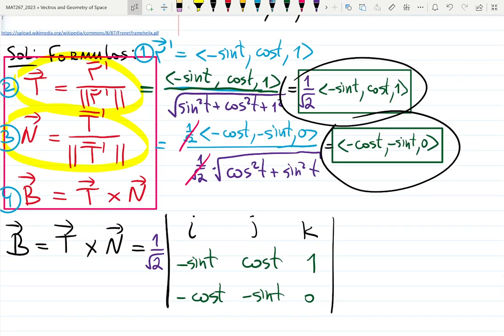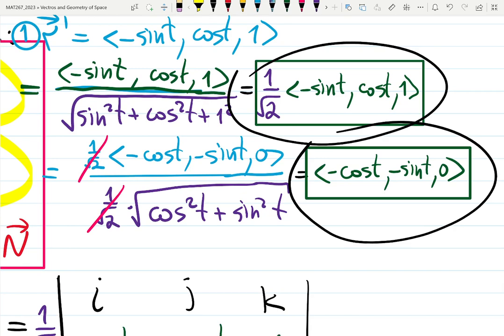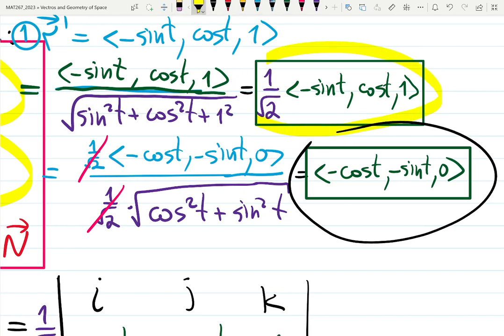So let's see. I did, for N, you have to find T prime. I did it in blue. I found the derivative of this T. The derivative gave me 1 over square root of 2, that's a constant in front. Derivative of minus sine is minus cosine. Derivative of cosine is minus sine. Derivative of 1 is 0. So this is how I get the numerator. And then you divide by the size of what I just found.